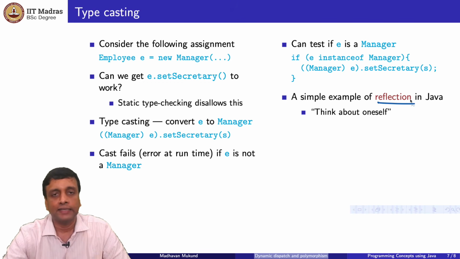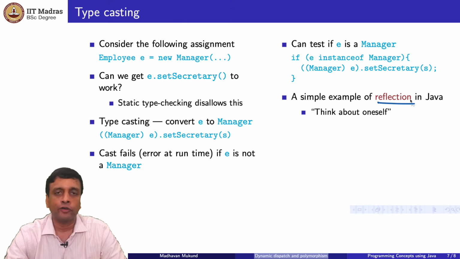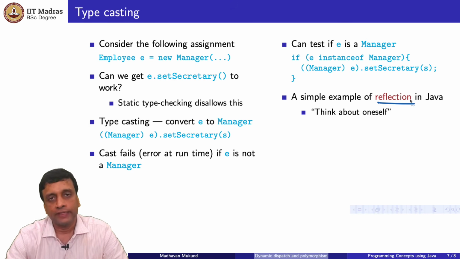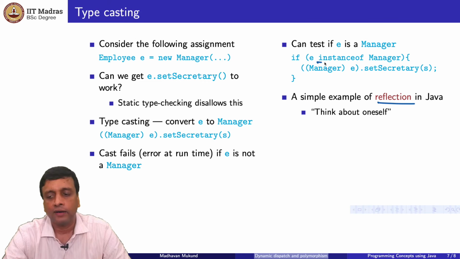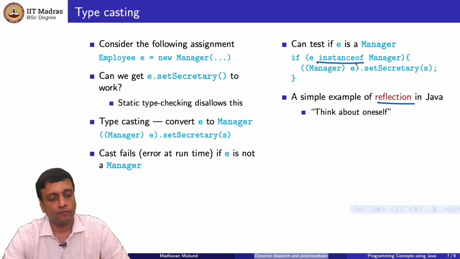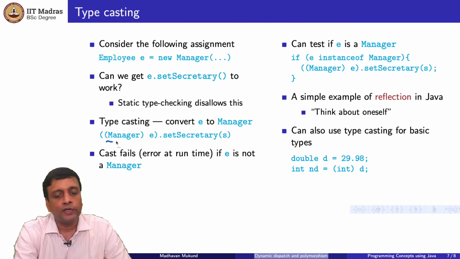Reflection in English means to think back and reflect, not reflection in the sense of a mirror, but the philosophical kind of reflection. You sit back and reflect on your actions. You reflect on your past. So you reflect, meaning you think internally, you introspect, think about yourself. So Java allows a program to think about itself. This is technically called reflection in programming languages, and this instanceof predicate is a very simple case of that.